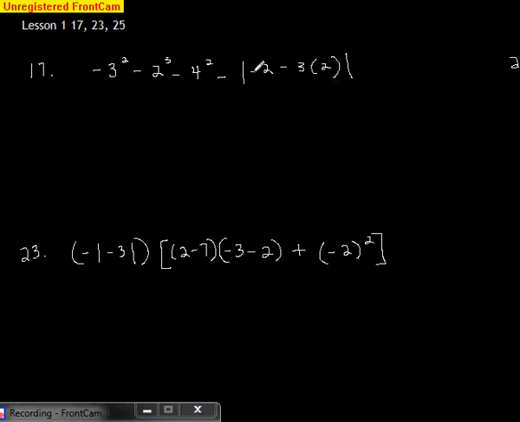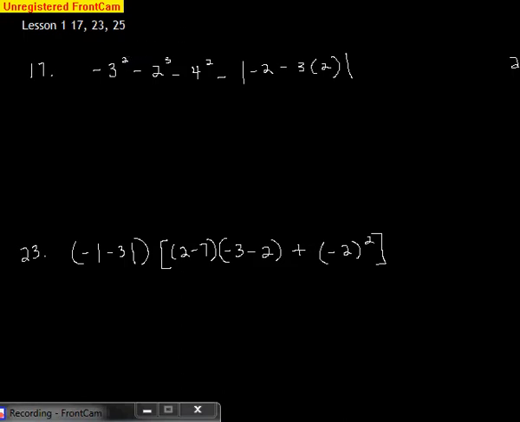You want to work inside of parentheses, brackets, and absolute value signs. That would be your first thing. Except we can work from left to right since there aren't any parentheses or brackets. We can just do these. So 3 squared is 9.